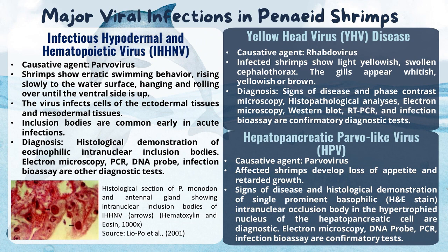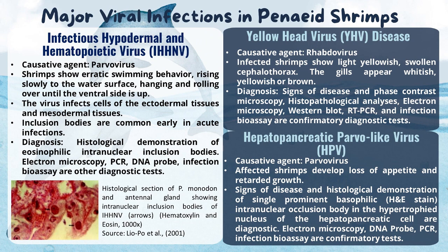Histopathological analysis shows the presence of basophilic, usually spherical, perinuclear cytoplasmic inclusions in the hemocytes, lymphoid organs, hematopoietic tissues, pillar and epithelial cells in the gills, spongy connective tissue cells in the subcutis, muscle, gut, antennal gland, gonads, nerve tracts, ganglia, and other cells of the ectodermal and mesodermal origin. Electron microscopy, Western blot, RT-PCR, and infection bioassay are confirmatory diagnostic tests.